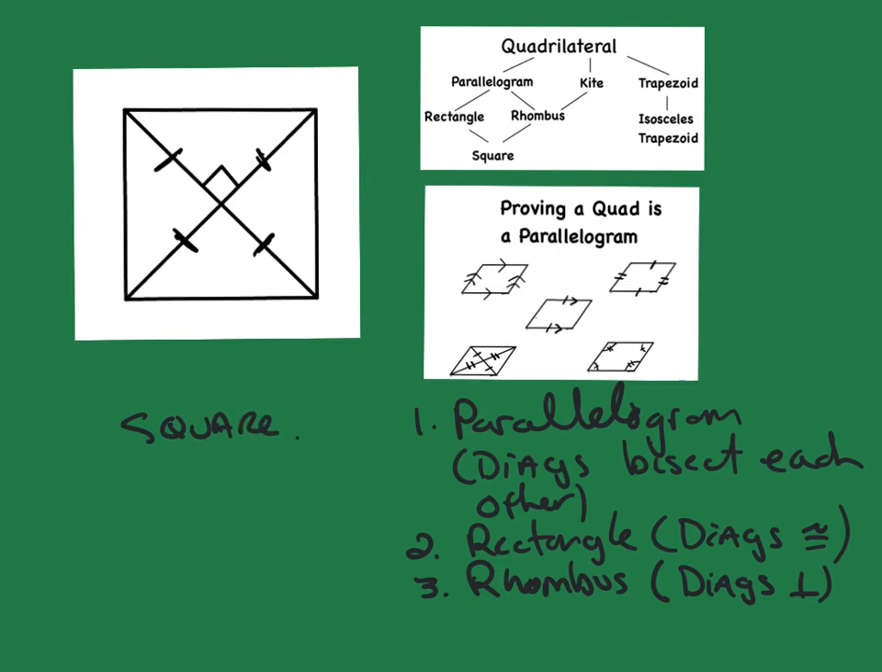All right, and those are 3 examples of how we can take a quadrilateral and prove not only is it a parallelogram, but it's more than a parallelogram. Let's take a look at some of the other quadrilaterals that we'll be dealing with.